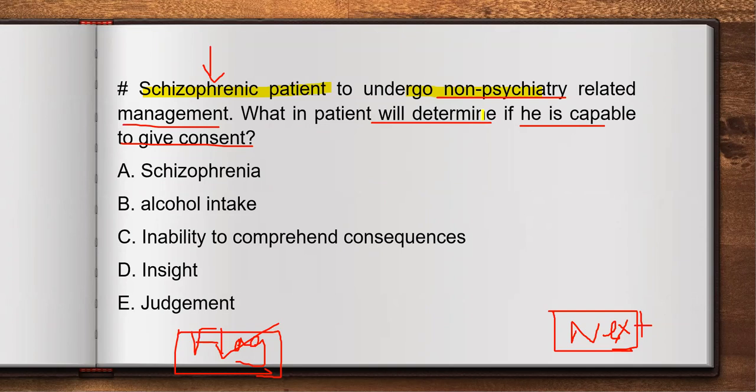A, he's a schizophrenic patient. B, alcohol intake. C, inability to comprehend consequences. D, insight and judgment. What do you think?